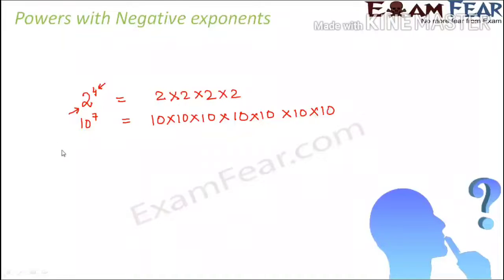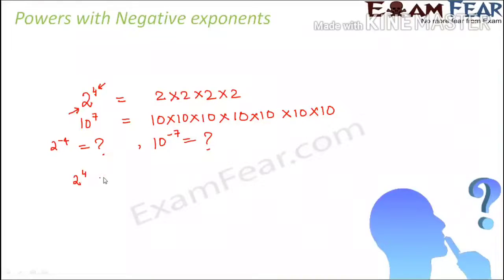Now the question is, what does 2 to the power minus 4 mean? Or what does 10 to the power minus 7 mean? So now 2 to the power 4 and 2 to the power minus 4 definitely cannot be the same thing. So they need to be something different. So what is it? Now let's do this exercise.